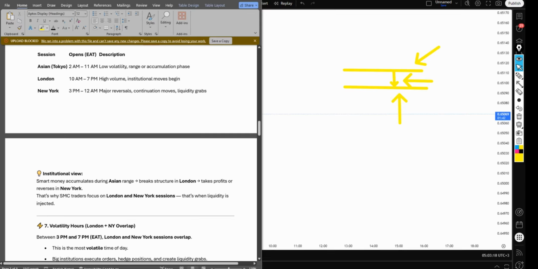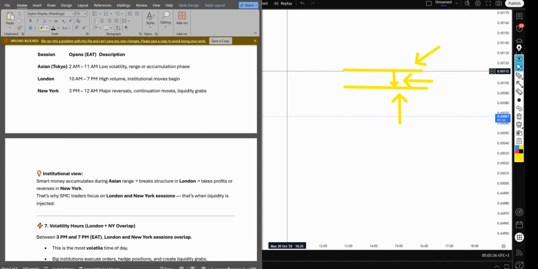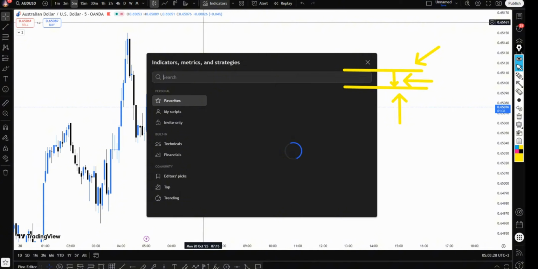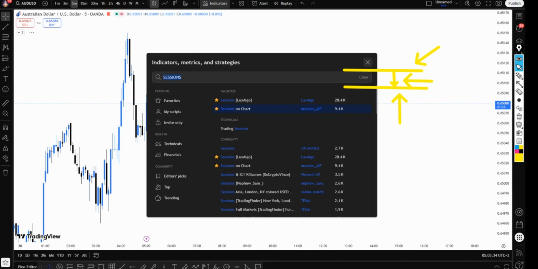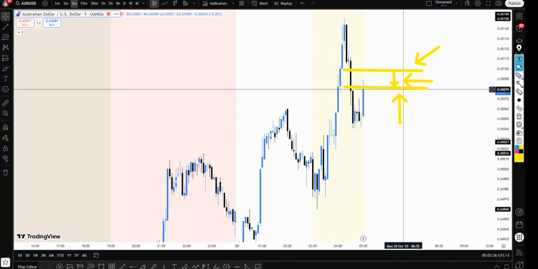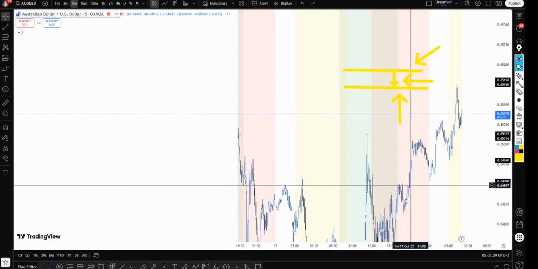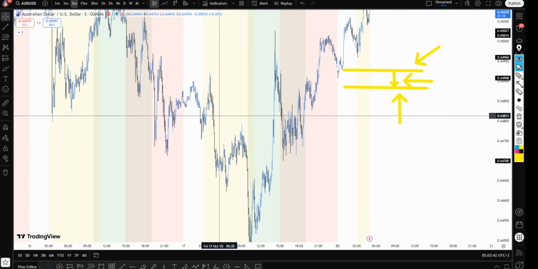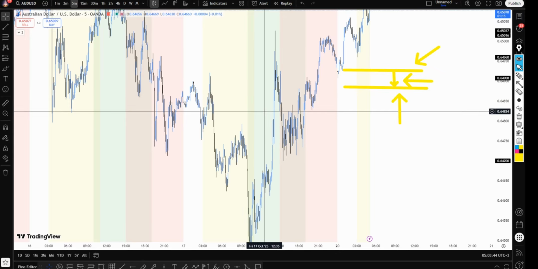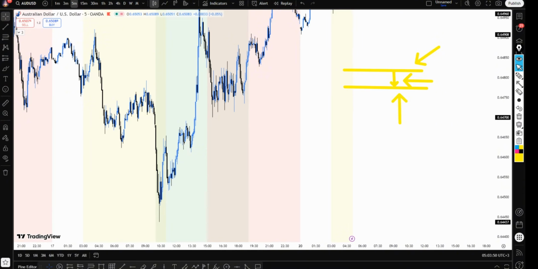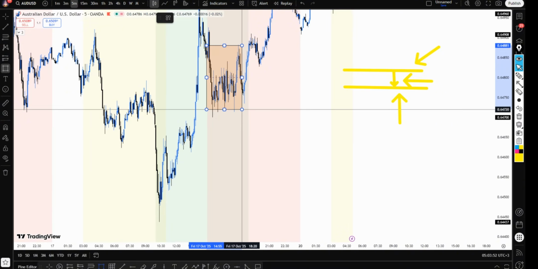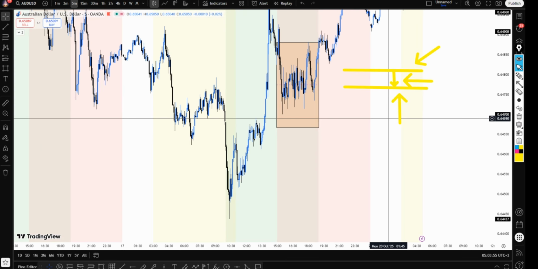You need to know the times, but you don't need to memorize the sessions. When you go to TradingView, under the indicators tab, you can search for sessions and put Sessions on Chart or Sessions by LuxAlgo. See, it already marks out the sessions for you. This is the Asian session, this is the London session, and the red one is the New York session. Where you see the cross between London and New York is where the largest amount of volume is traded.